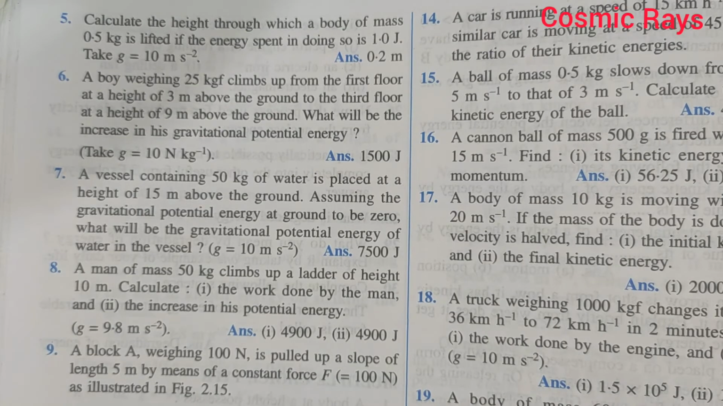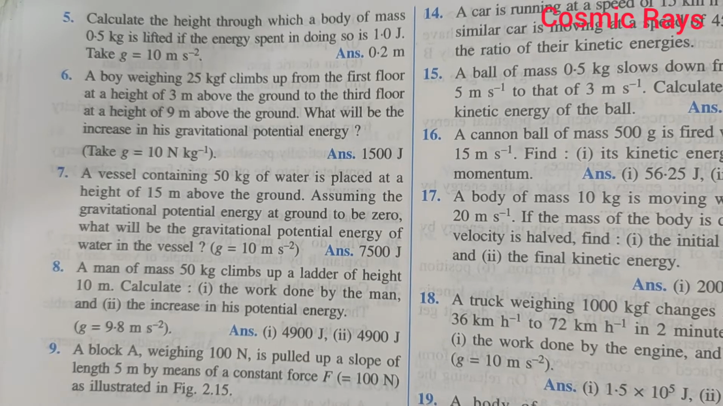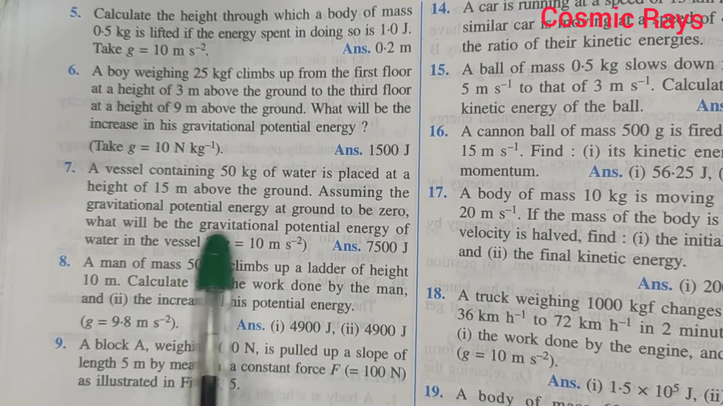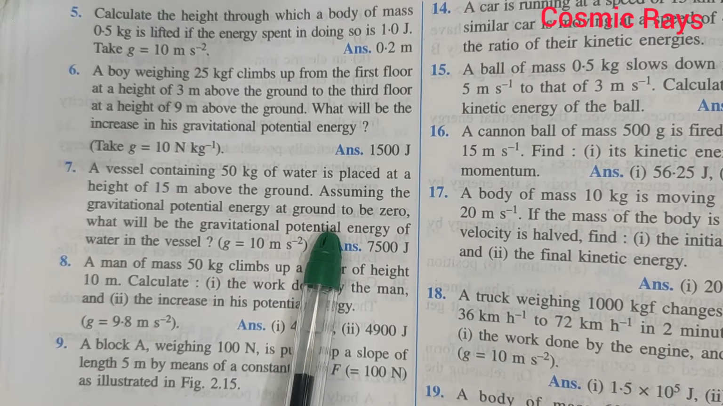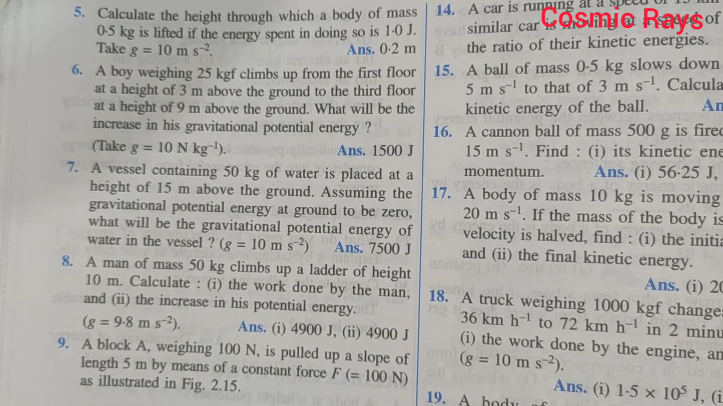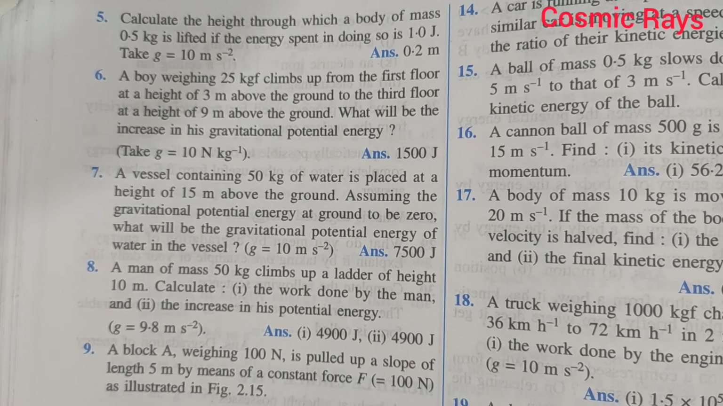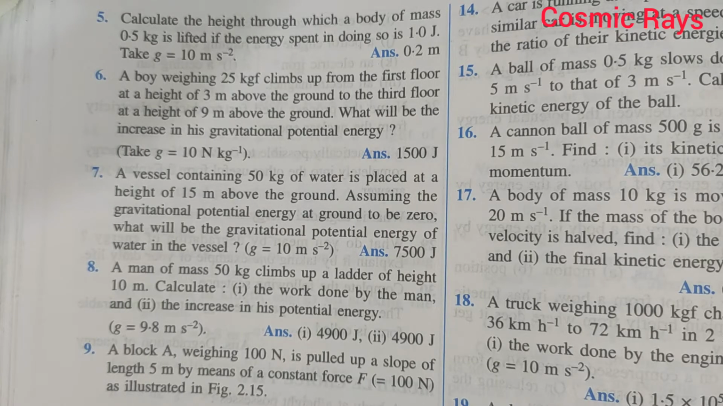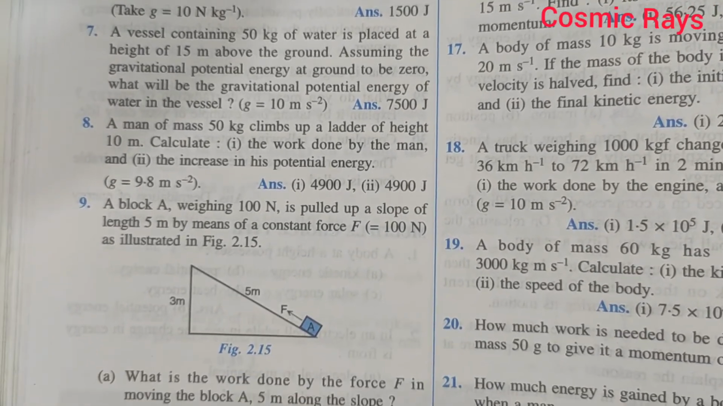Now if you look at the next question, that is question number 7, they have asked us to find the gravitational potential energy. Again, I'm not going into this question, just use the formula U is equal to mgh and you will get the answer. Now the next question, that is question number 8, we will try to solve it. Question number 8 and question number 9 are important, so let's have a look at it.